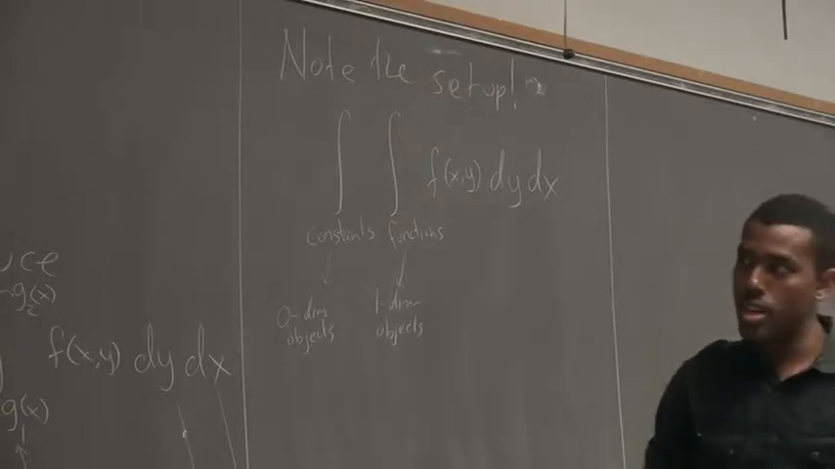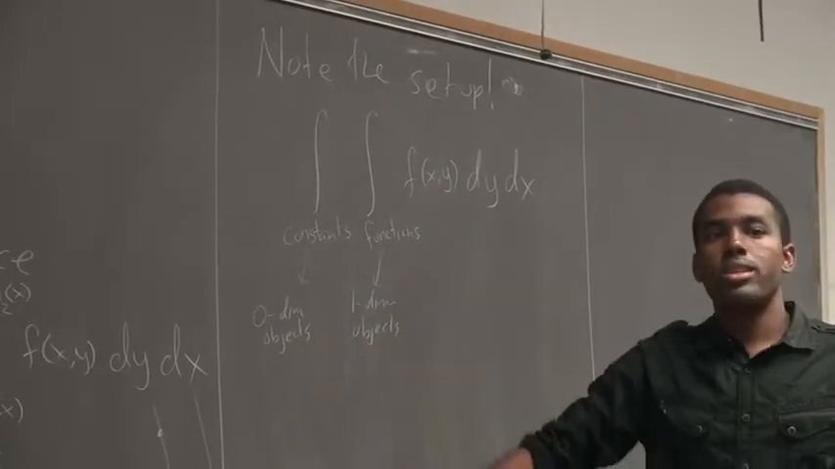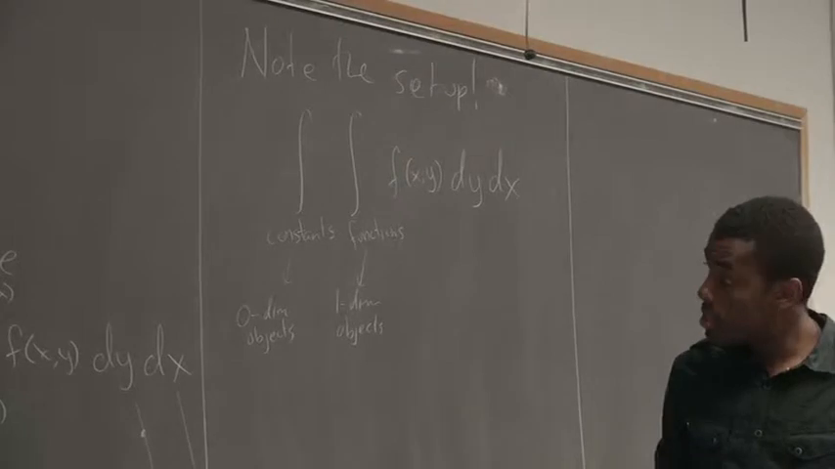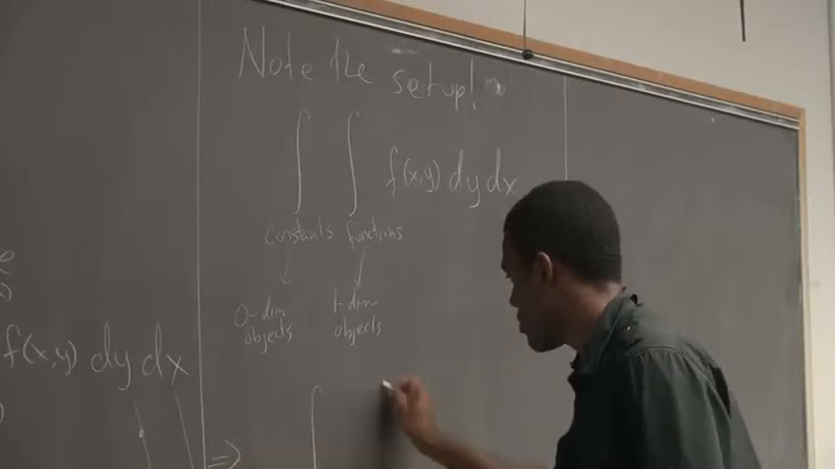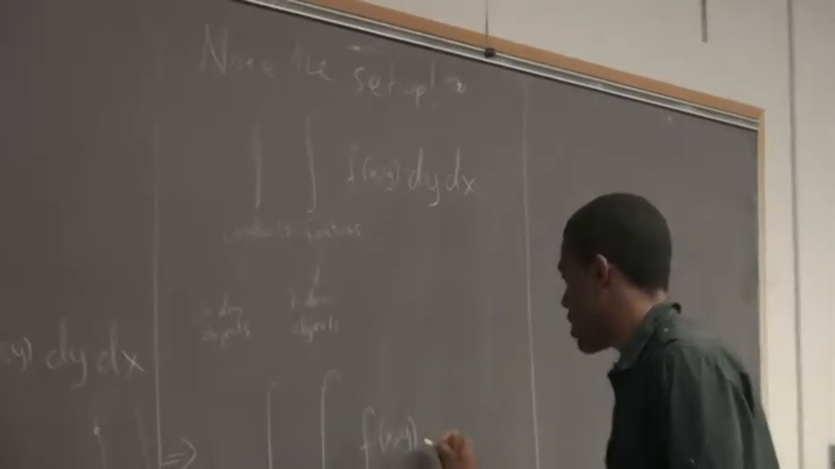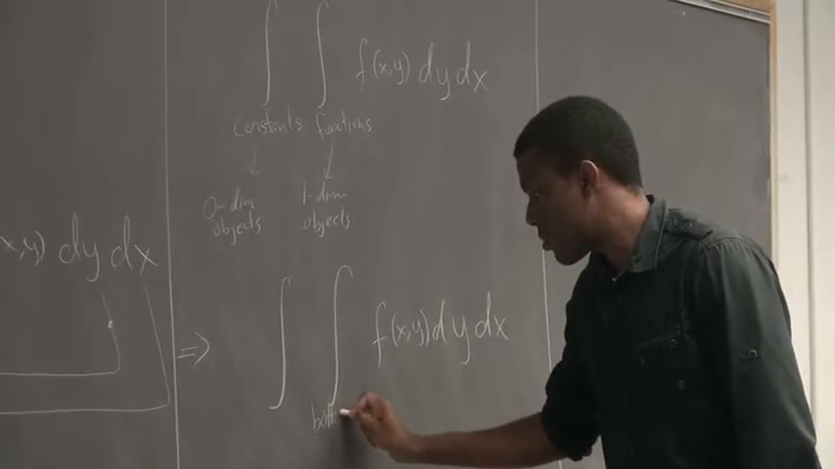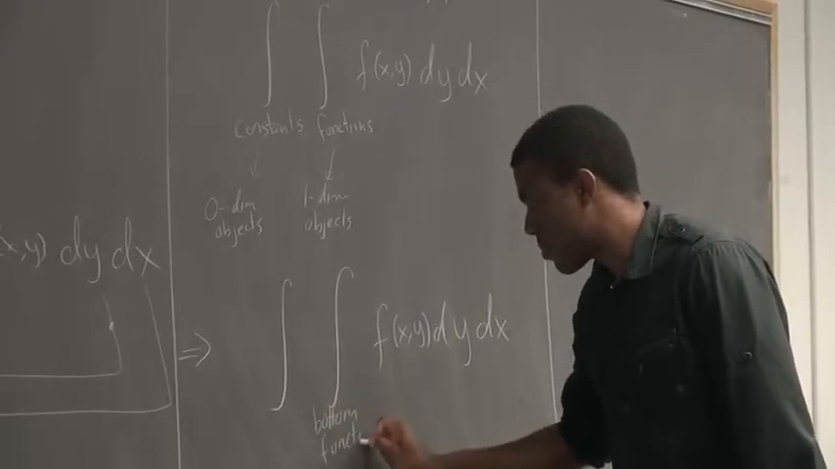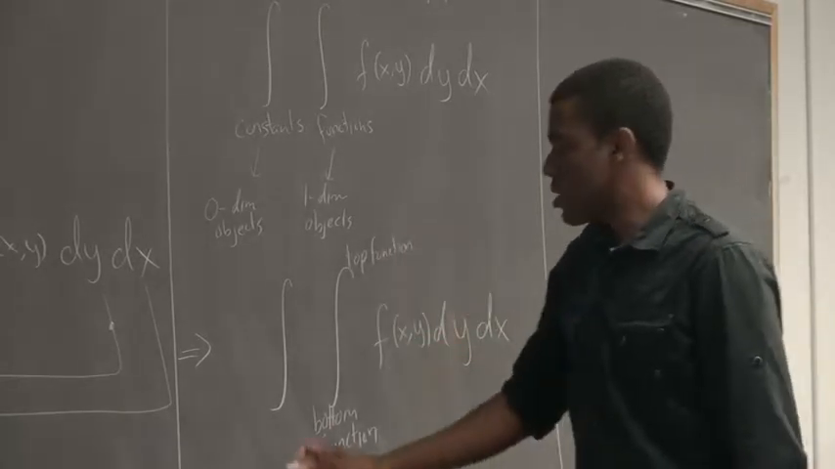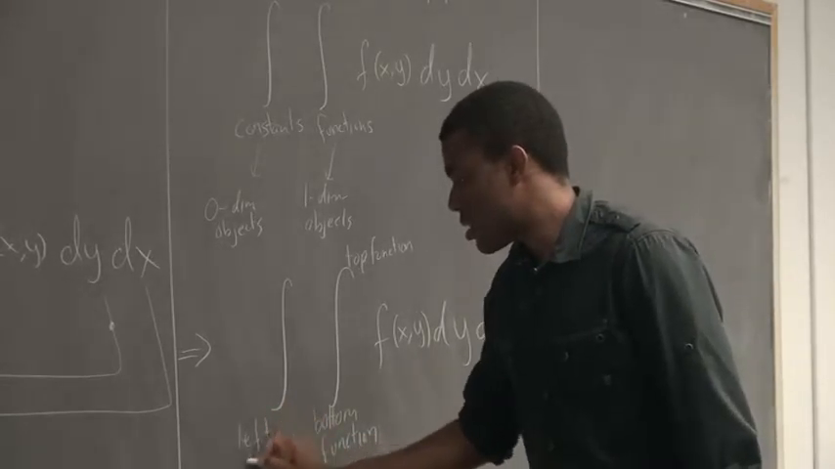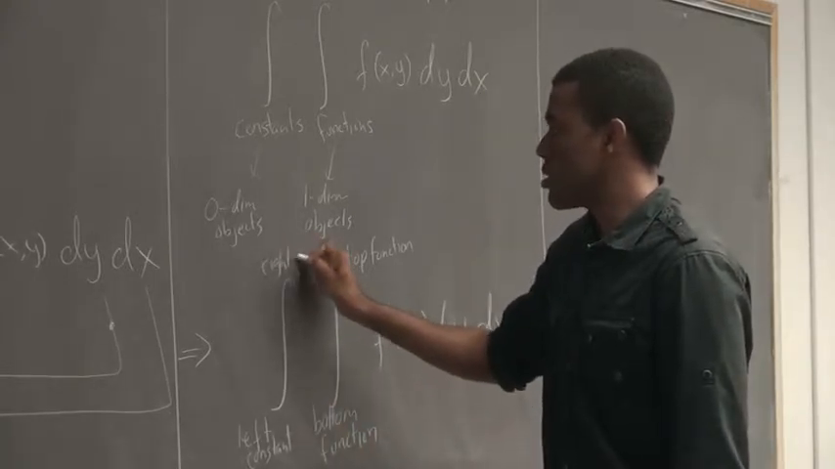So that's one way you should know if you're setting up an integral. You'd have to be able to set up one variable between constants, and that goes at the end. The next variable is set up between functions, and that goes inside. And in general, f of x, y, dy, dx. What goes here is the bottom function, and the one you write up here is the top function. What goes on here is the left constant, and what goes up here is the right constant.